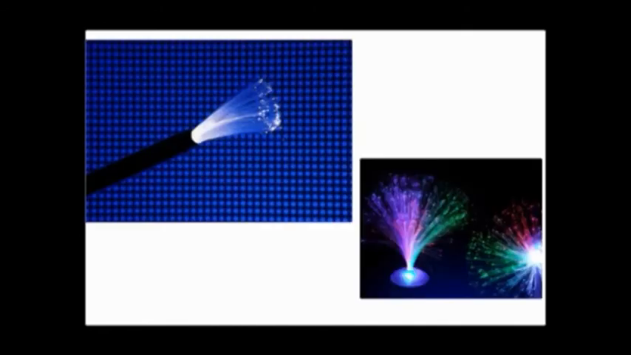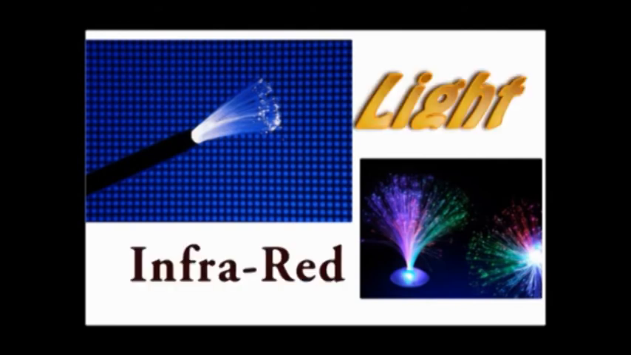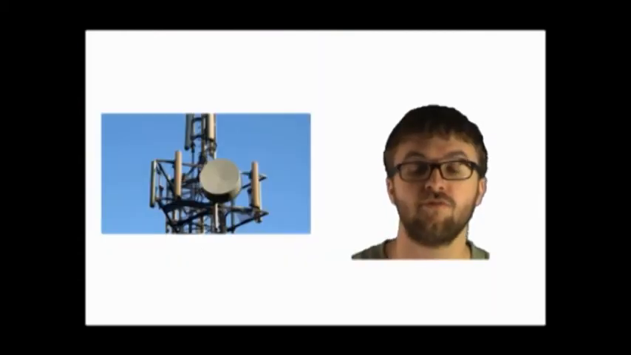The rest of the electromagnetic spectrum we can use for communication. Light and infrared are often used in optical fibres because they can transmit information a long way without being absorbed by the glass. Radio waves are obviously also used for communication over really long distances.